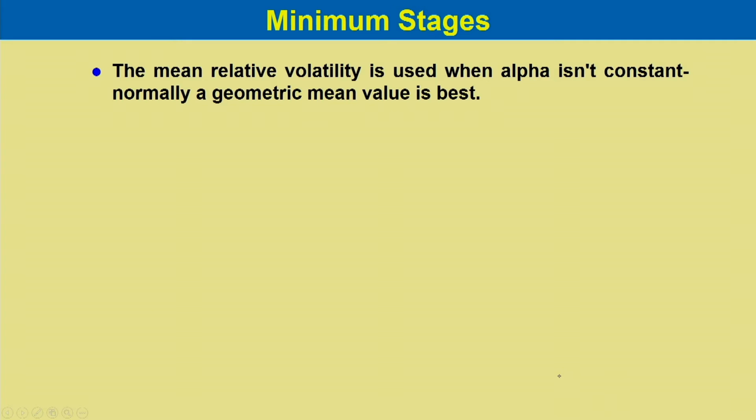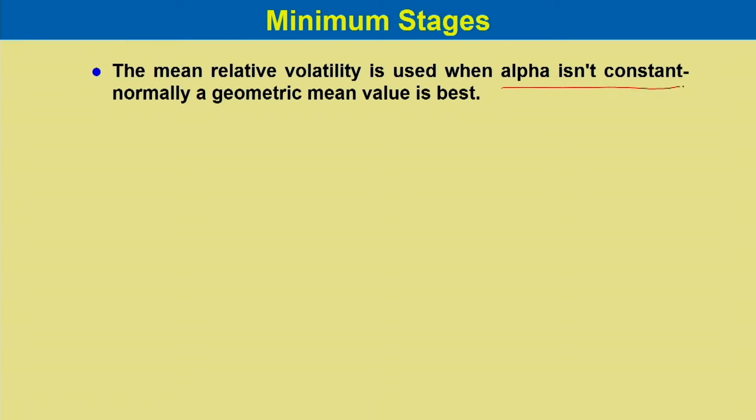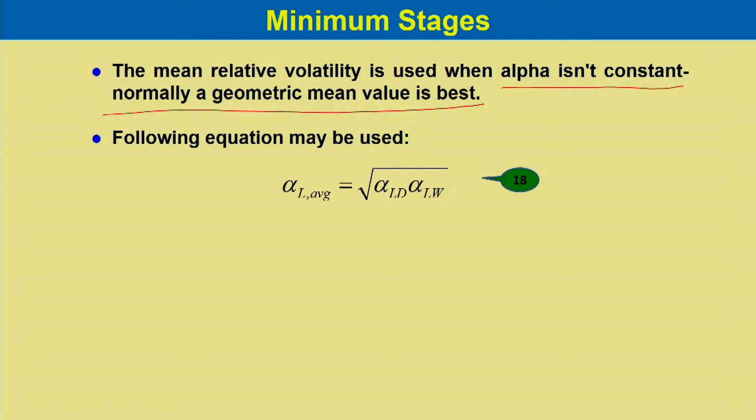Alpha_L average is the mean relative volatility, which is used when alpha is not constant. Normally a geometric mean value is the best option to choose. The following equation may be used. Alpha_L average would be equal to the square root of alpha_LD into alpha_LW, which is equation 18.